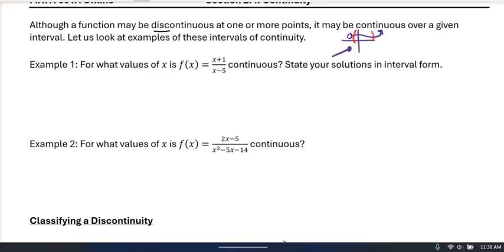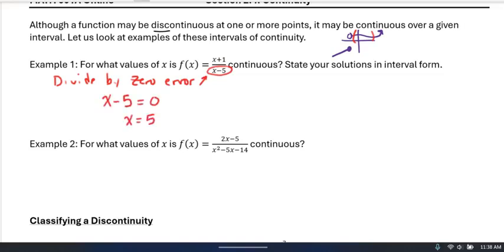All right, example 1. For what values of x is the function continuous? Okay, so we have this rational function, x plus 1 over x minus 5. I want to think about what could make this discontinuous. And the only issue I see is I could have a divide by 0 error, right? Divide by 0 error. And that's when the denominator, this piece, would be 0. And that's pretty easy to do in our head, but I'll write it down. When is x minus 5 equal to 0?